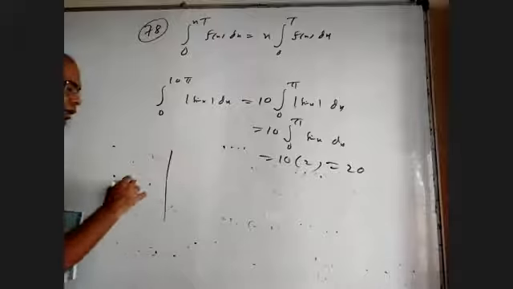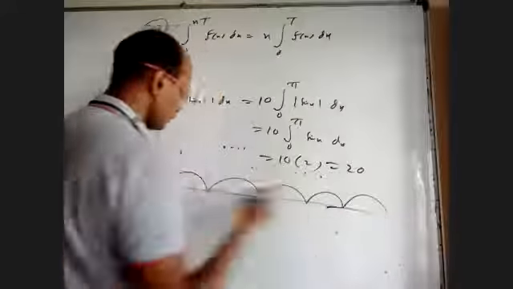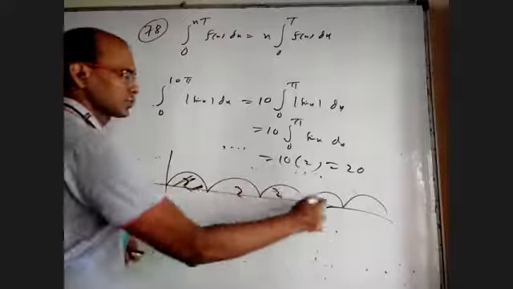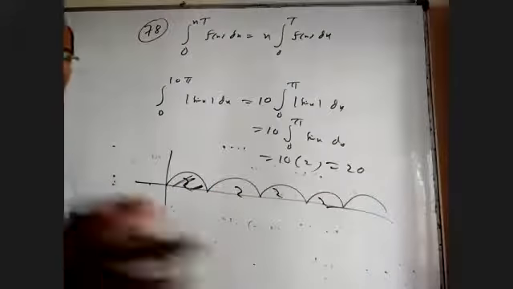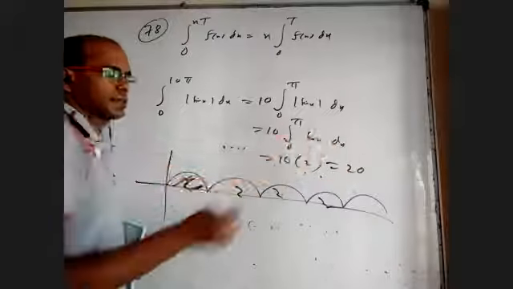Even if you look at the graph, mod sin x will be like this graph. And if you find this area alone, it will come 2 units. This is 2, this is 2, this is 2, like that 10 times, so 20. How is this 2? Of course, you have to do this calculation, 0 to pi sin x dx.